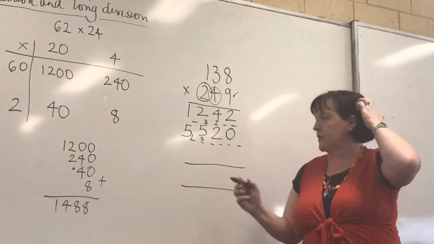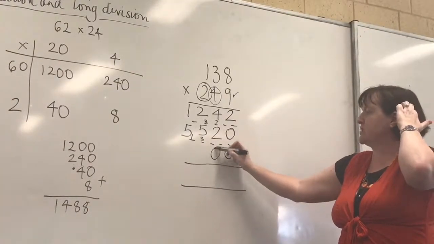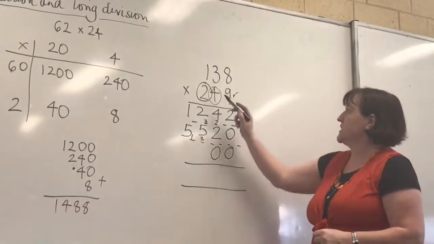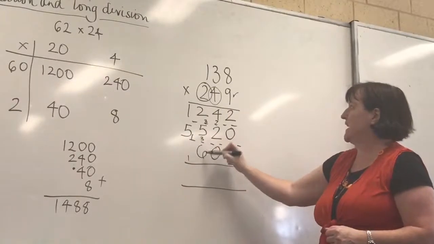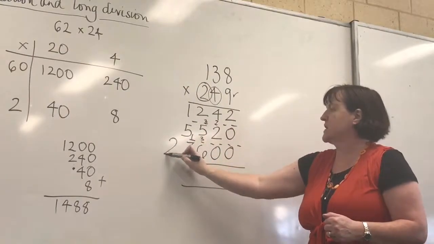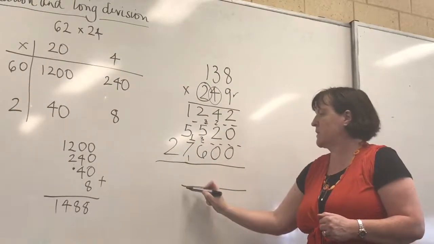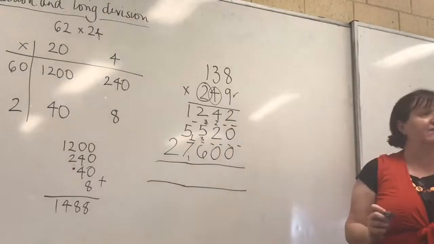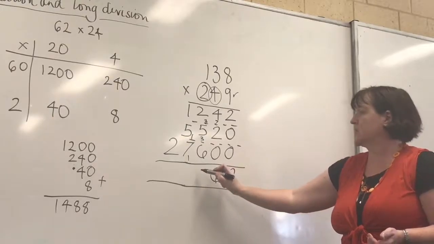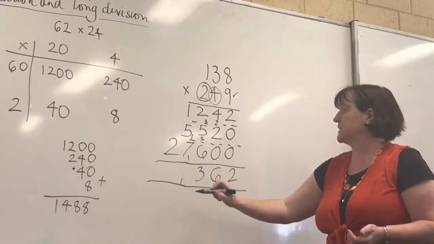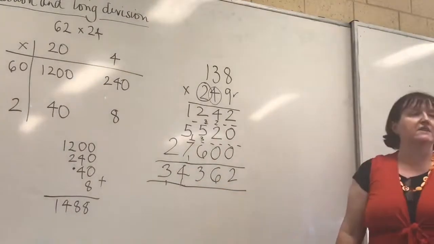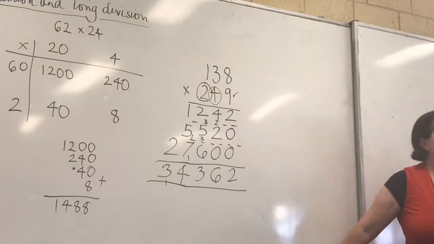And then we're going to multiply it by this 2, but again, it's not a 2, it's 200. So we need to put 2 zeros there so that we've got the correct place value. So 2 times 8 is 16, 2 times 3 is 6, add the 1 is 7, and 2 times 1 is 2. And then all we do is just add them up. So 34,362.